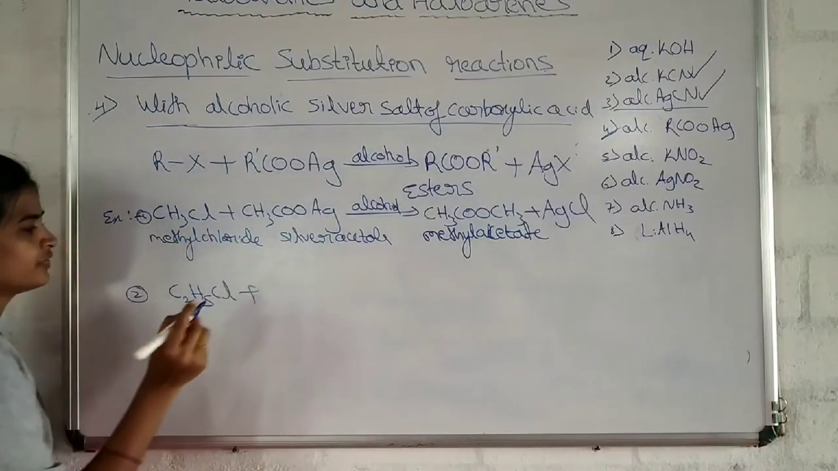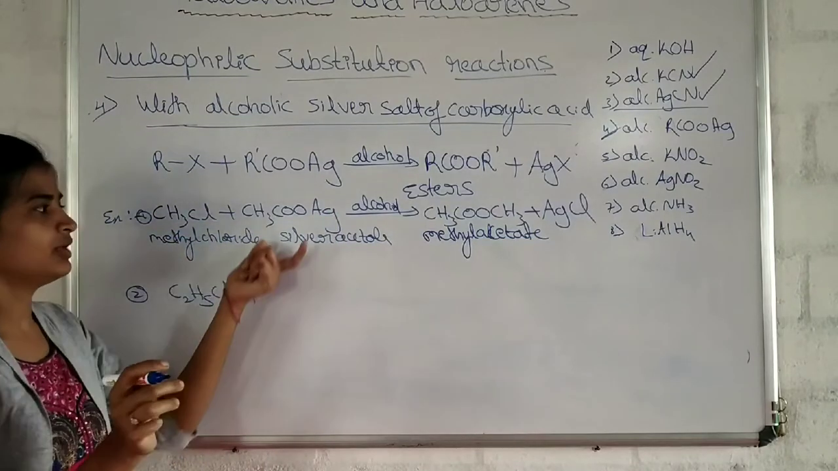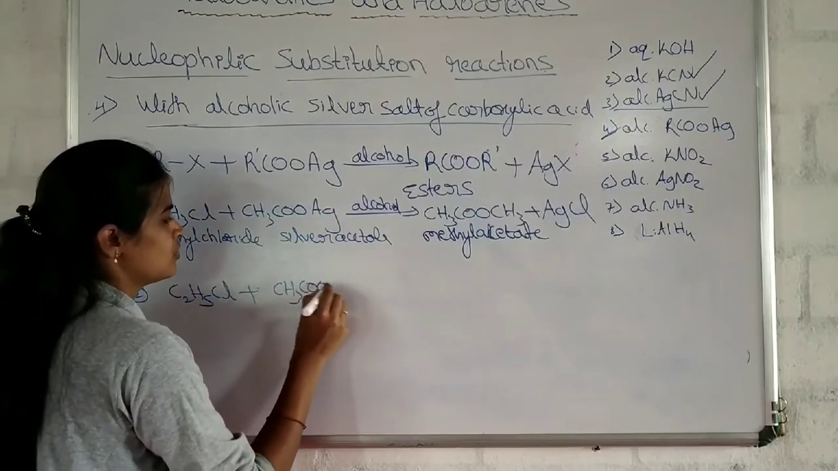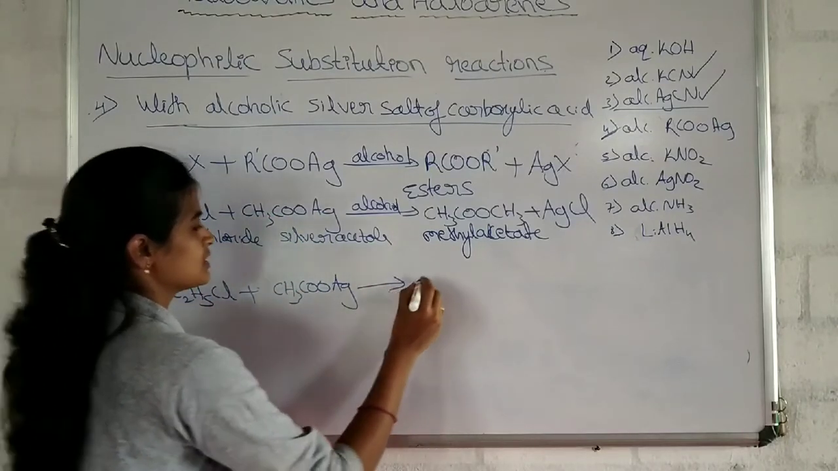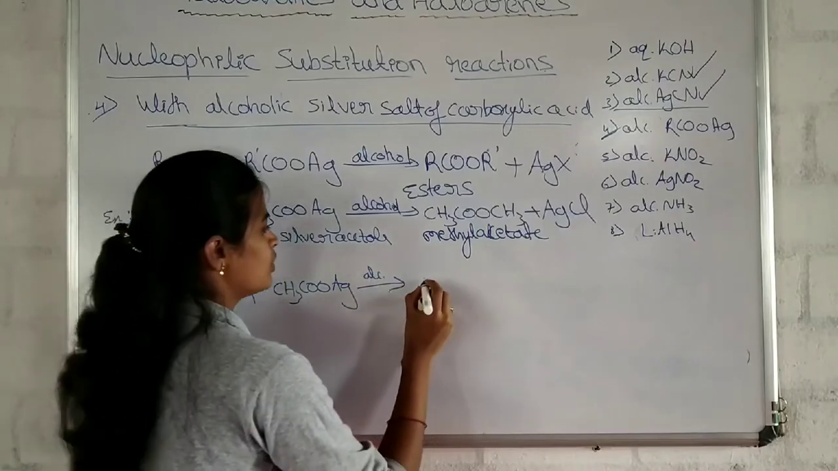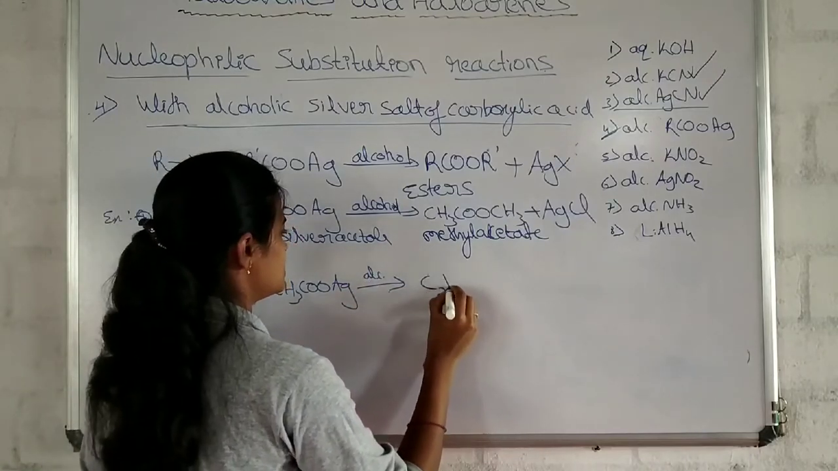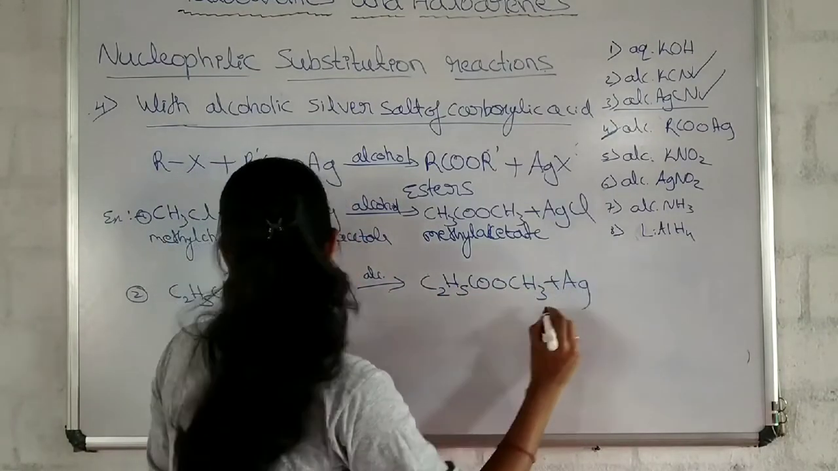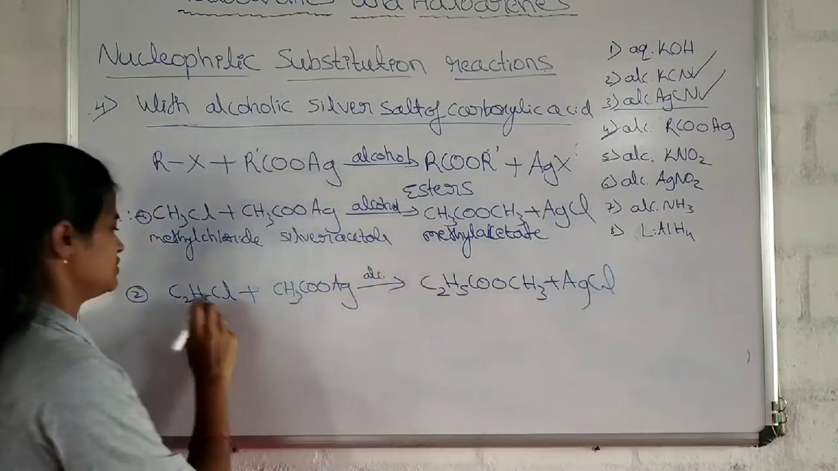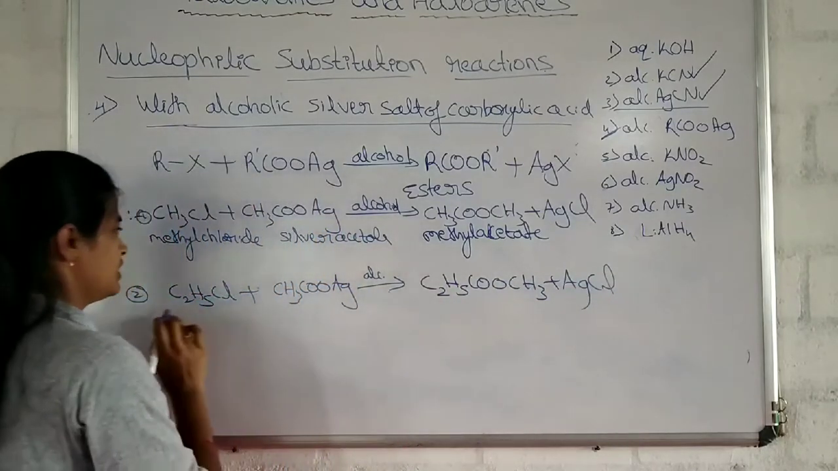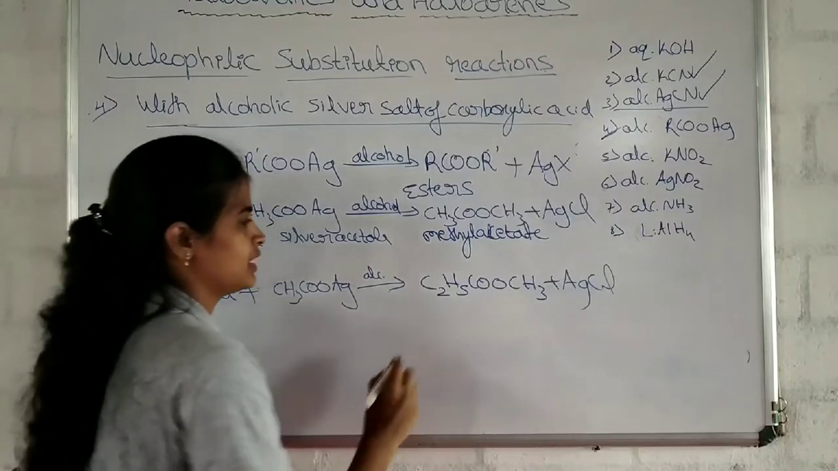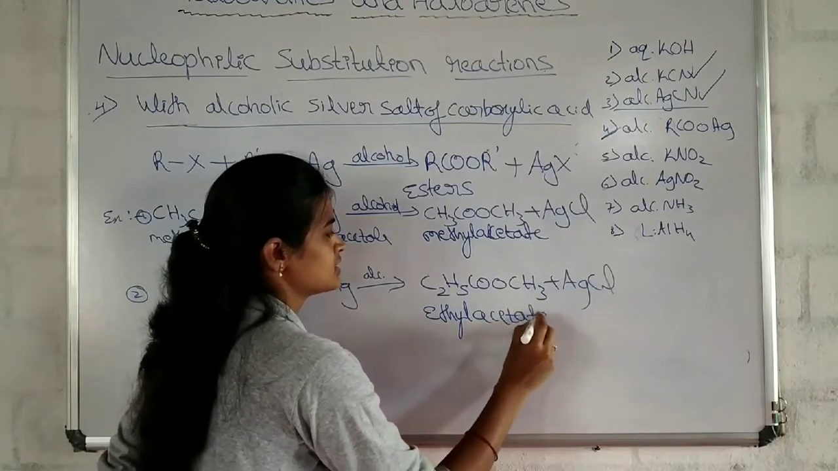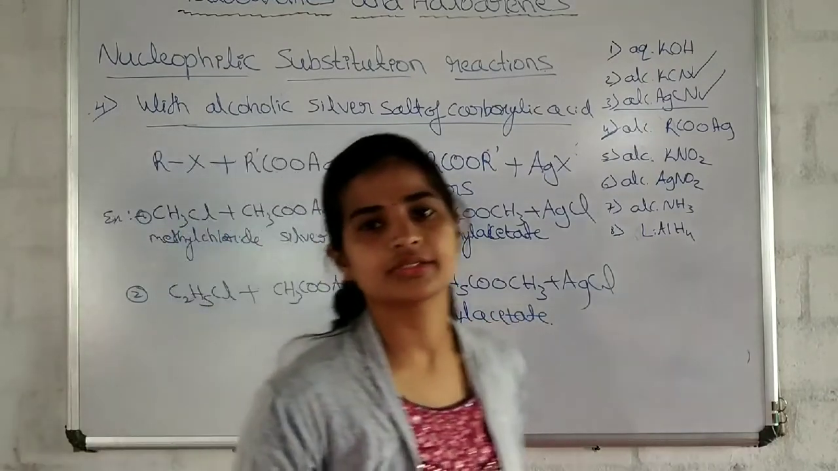C2H5Cl. See, to write the examples, I am changing the alkyl halide, but I am keeping the silver acetate the same. CH3COOAg plus, in the presence of alcohol, what do we get? CH3COOC2H5 plus AgCl. Br also you can take. Name of this one is ethyl chloride, and it is ethyl acetate. Okay. Write the reactions.